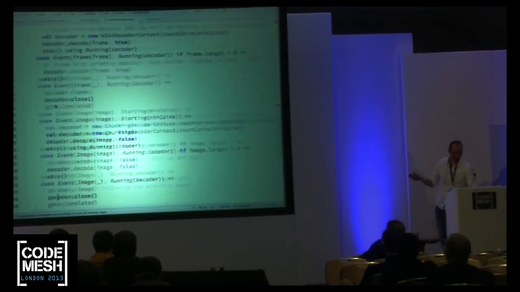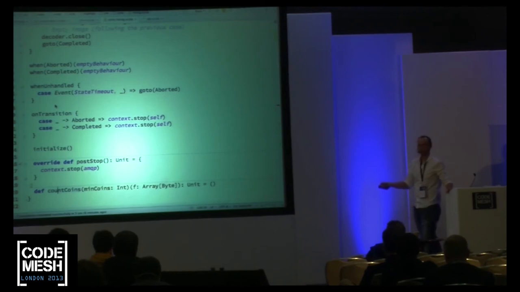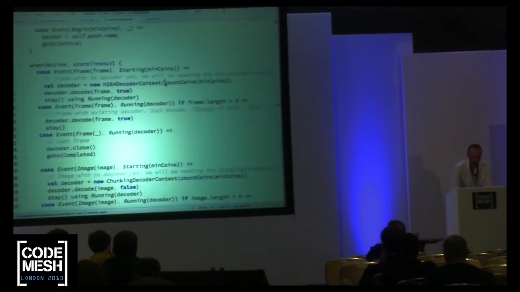So what do we do? Well, the decoder is going to call this function every time it decodes a frame. So every time it has an image from the stream, it calls this. It doesn't do anything too clever just yet, but we'll get there in a second. And the minimum number of coins is simply the lowest number of coins that we accept to be displayed. So there we are. The decoder context wants a function that takes an array of bytes and returns a unit. And that's exactly what this function, when applied to coins, remains. So we apply this, so we eat this first parameter list, imagine that, and what remains is an array of bytes to unit. And that's exactly the parameter of the constructor of the decoder context.